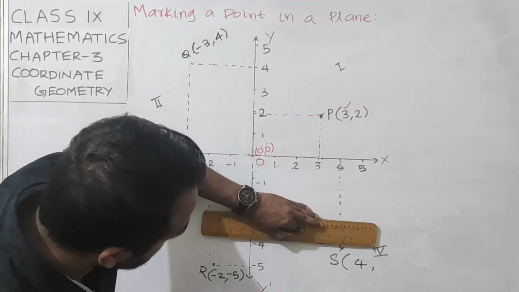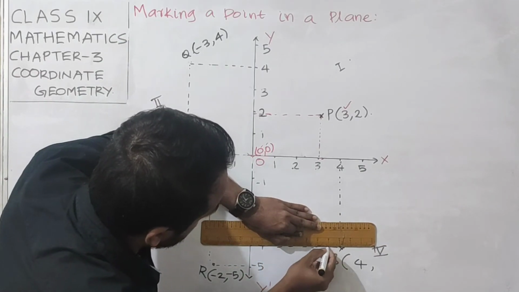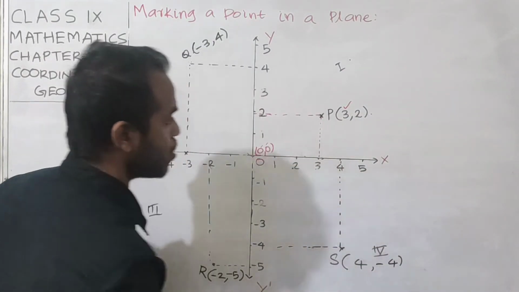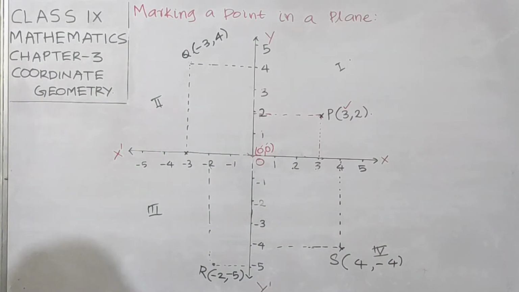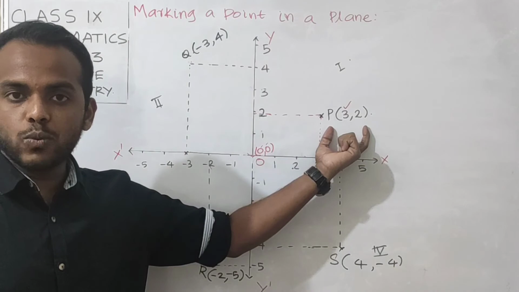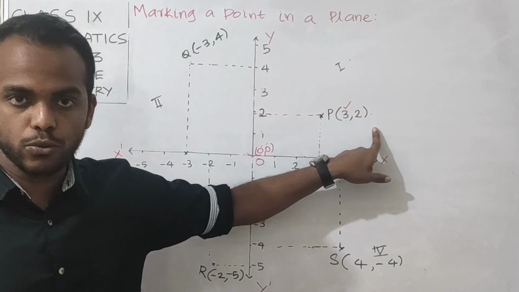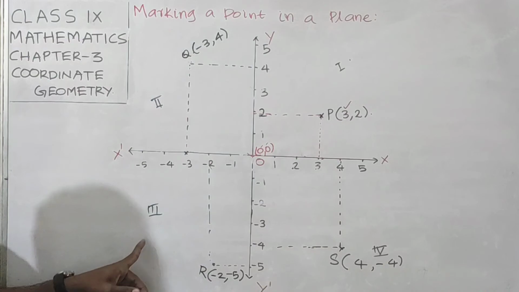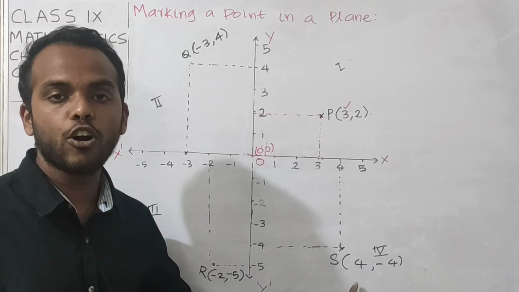Now, what about the y coordinate? We'll draw a line towards the y-axis. You can see it's meeting at -4. So we'll say the coordinates of S is 4, -4. This is the concept, and you might have noticed one thing. How will you write this? We'll say the coordinates of point P is 3, 2. The coordinates of point Q is -3, 4. The coordinates of R is -2, -5. The coordinates of S is 4, -4.